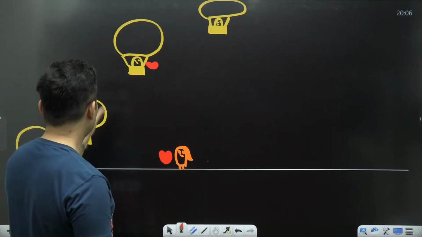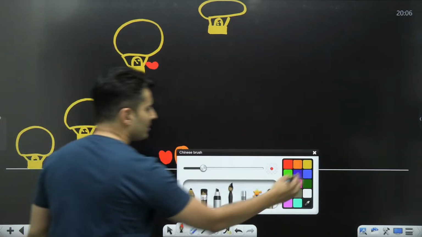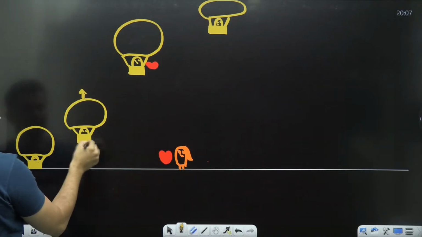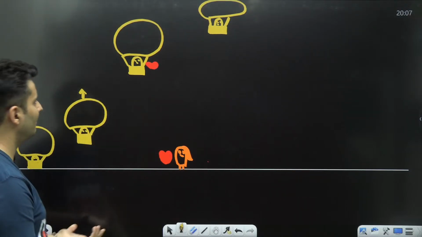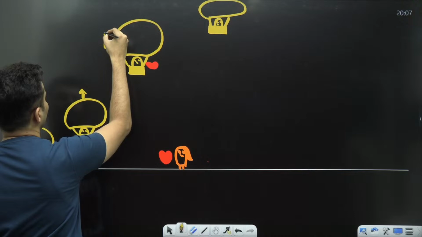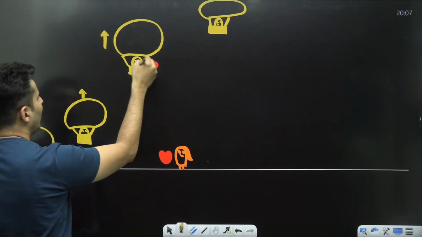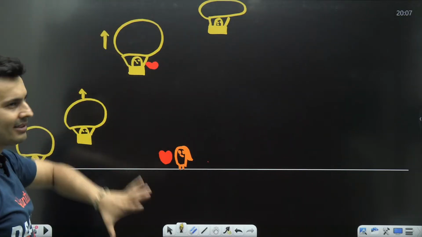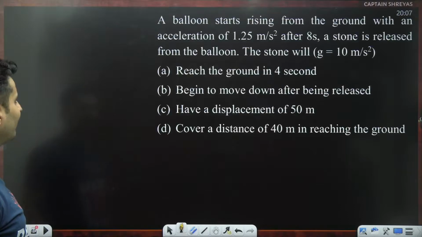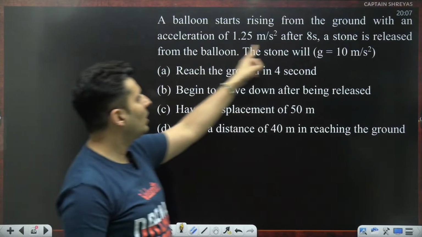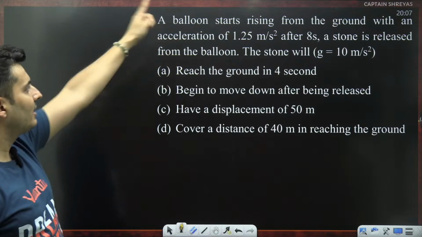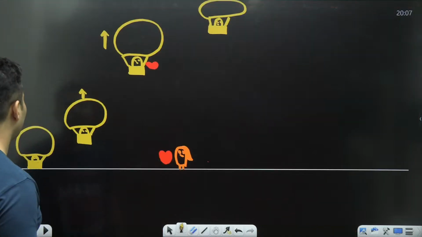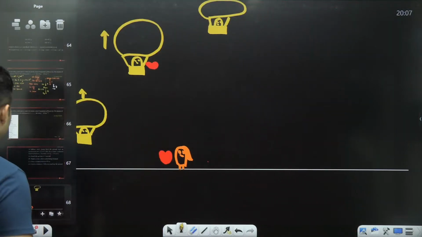Now, as this Pandu goes up, don't you see this Pandu also has some velocity? The balloon also has some velocity. The stone which is carried with the Pandu also has the velocity. So after some time, the Pandu, the stone, the balloon, the hot air, everything has the same velocity. How much velocity do they have? We can find it out because he drops it after accelerating for 8 seconds with 1.25 meters per second square.